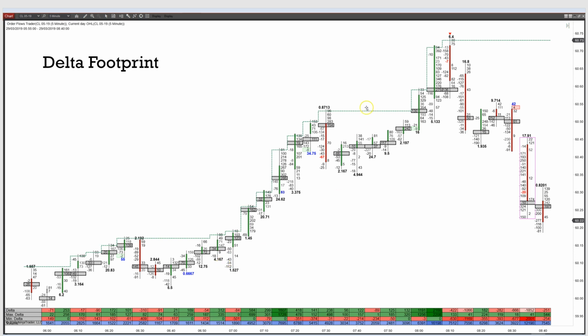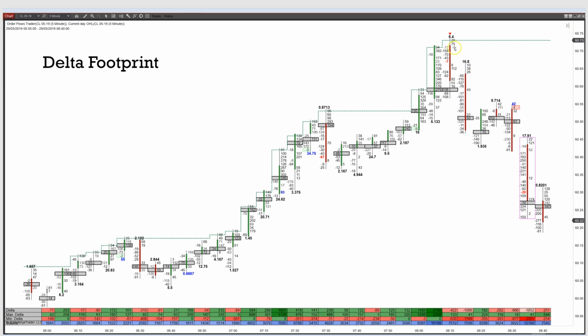And when you get up to this first high here with this red bar, what are you looking at? Well, okay, let me see. Delta is still positive. Okay, is that a bearish sign? No, it's not a bearish sign at all. It's still relatively bullish. It's telling me that, hey, there's still some buying pressure in here. This market might go higher.